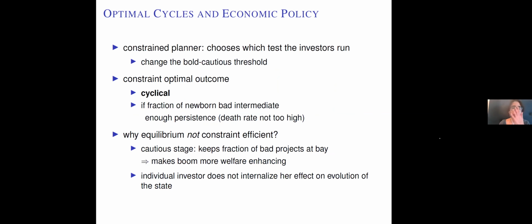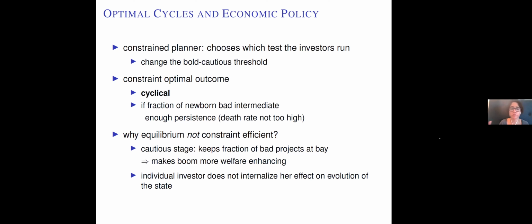Okay, so finally, let me very quickly talk about the optimal policy. Think about a constrained planner, which can choose a threshold on the state variable above which investors choose the cautious test, below the bold test. So it can change the bold-cautious threshold, which was C divided by 1 plus RF. It turns out that the constrained optimal outcome is often cyclical. In particular, it depends on the parameters.